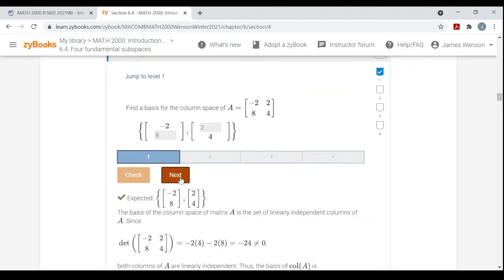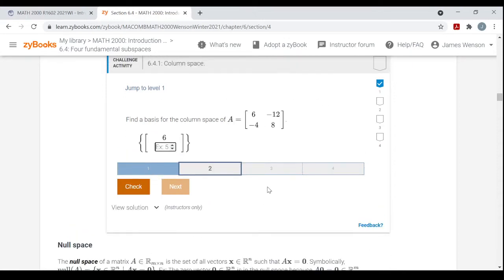Okay. Next. See what the next level looks like. All right, see here how they ask us again to find a basis for the column space of this matrix.